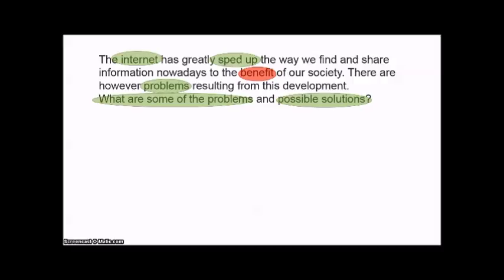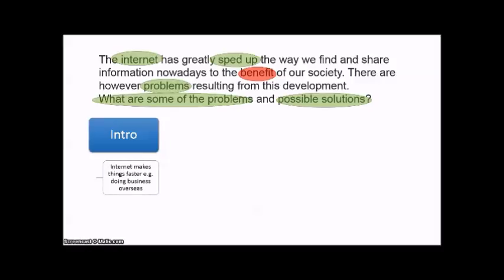So, how would we plan this answer? First of all, think about the introduction. Think about how the internet has made things faster. This introduces the topic of the essay. Then we could think about different problem areas.